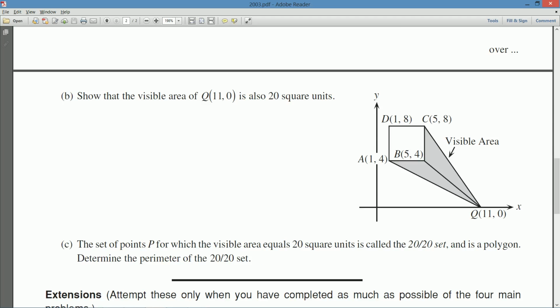And what is B asking us? Show that the visible area, so the area that is the sum of these two triangles, of Q at 11, 0, so it's going to lie just on the x-axis, is also 20 square units. Okay. So in this case, we're going to have to figure out some way to calculate the visible area. Now, it's already cut into two triangles.